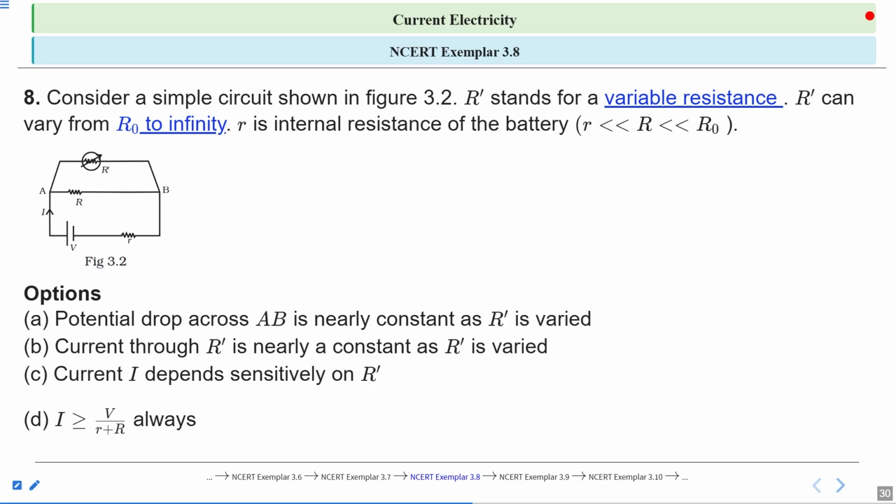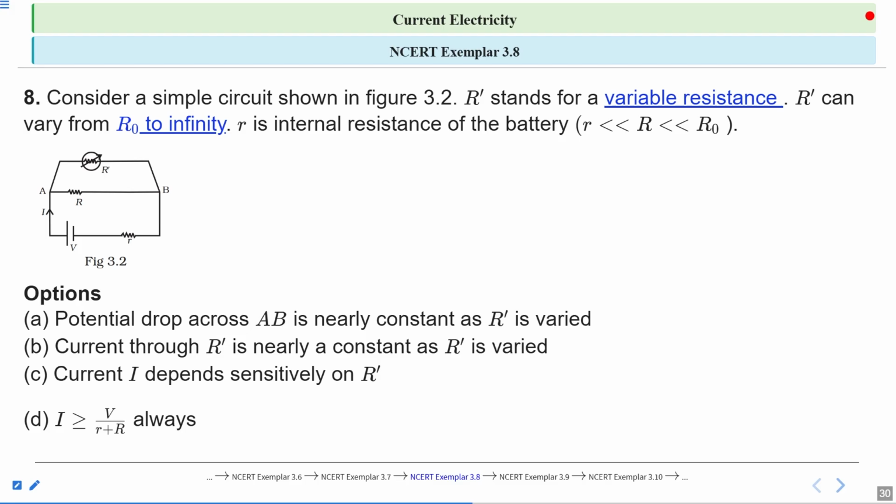So the options are: A, potential drop across AB is nearly constant as R dash is varied. If we vary the value of R dash from R naught to infinity, potential drop across AB is nearly constant. B option is current through R dash is nearly constant as R dash is varied. If we vary R dash from R naught to infinity, current through R dash should be nearly constant. C option, current I depends sensitively on R dash.